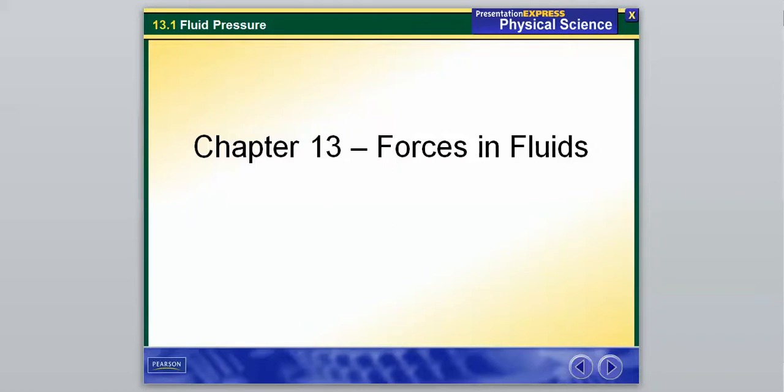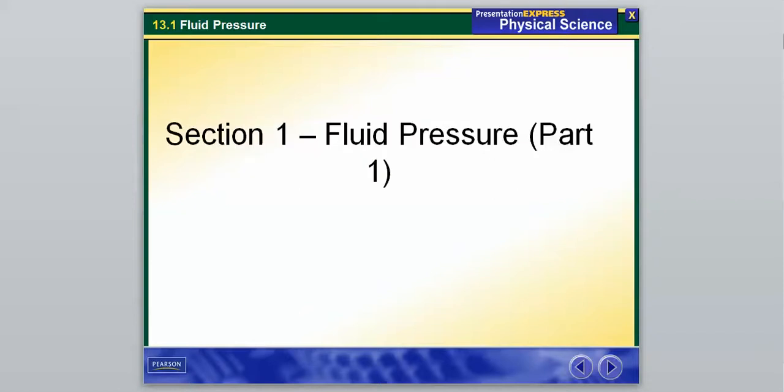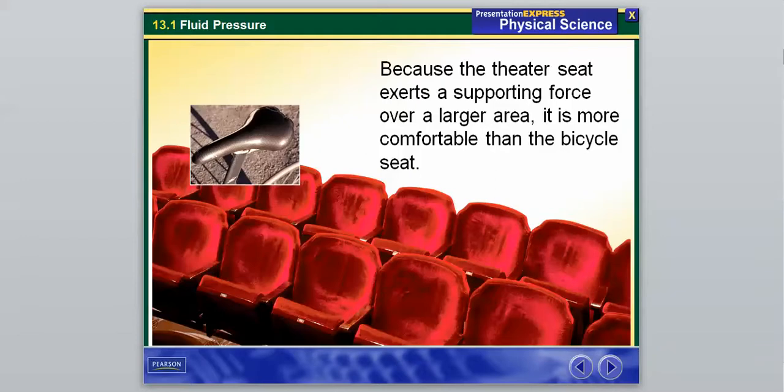So we're just going to jump right into it with our first section, and the title of this section is Fluid Pressure. So we've talked about pressure also within this year sometime, but we'll get a little bit of review about what that is. So to start, I think it's a really effective real-life example of pressure. It's comparing two types of seats.